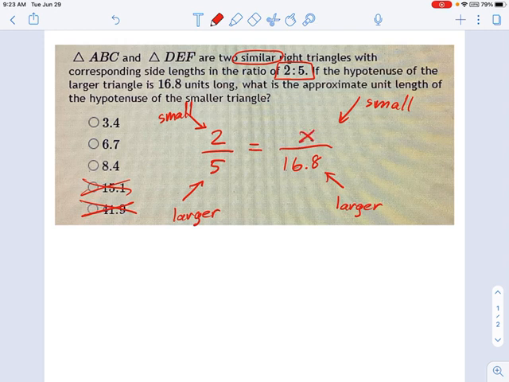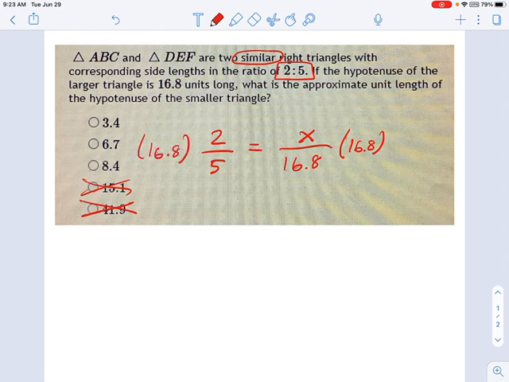Let's call this X. And I'm going to say we're going to solve this by, well, first let's clear some space here. You guys go away. So let's solve this like we would an equation. And I'm going to multiply each side by 16.8. Okay, 16.8 over here. And that means these are going to cancel out. And I have X equals 16.8 times 2, all divided by 5.